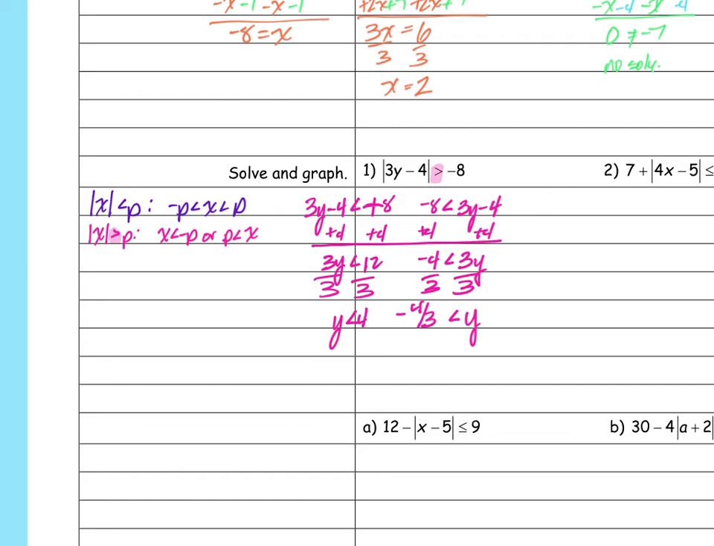Because this is an inequality, why is it positive 8? Because the rule says minus p here. If you look at it, it says minus p. And p happens to be a negative 8. So minus a negative 8 becomes positive. Is that okay?